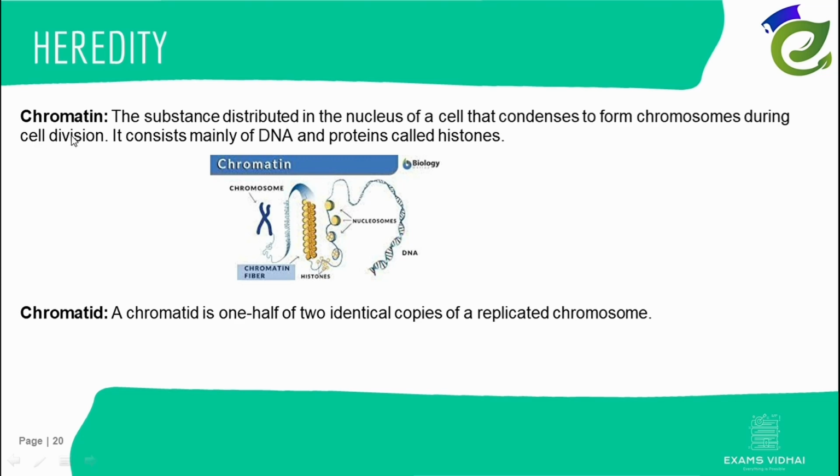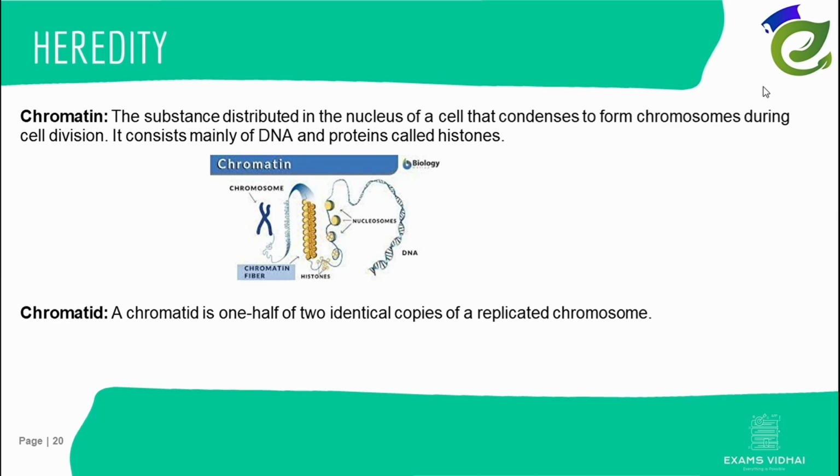What's chromatin? The substance distributed in the nucleus of the cell that condenses to form chromosomes during cell division. It contains mainly DNA and proteins called histones. So the substance which is the reason for the formation of chromosomes is called chromatin. What does it mainly consist of? Mainly it consists of DNA and proteins called histones. What's a chromatid? A chromatid is one half of two identical copies of a replicated chromosome.